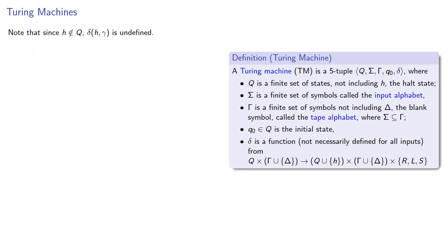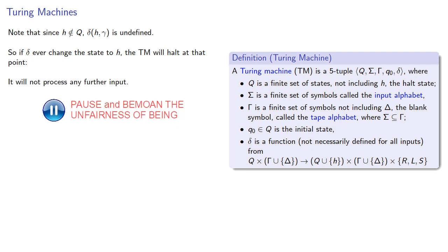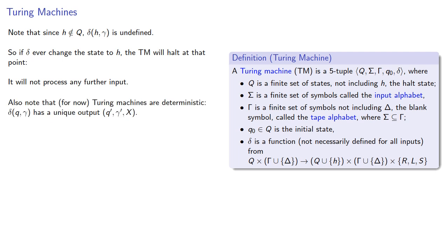Now, notice that since the halt state is not considered one of the states, delta of H gamma is undefined. So if delta ever changes the state to that halt state, the Turing machine will halt at that point. It will not process any further input. Also note that, for now, Turing machines are deterministic. Delta of Q gamma has a unique output, Q prime gamma prime X. And we'll refer to this transition as a move.